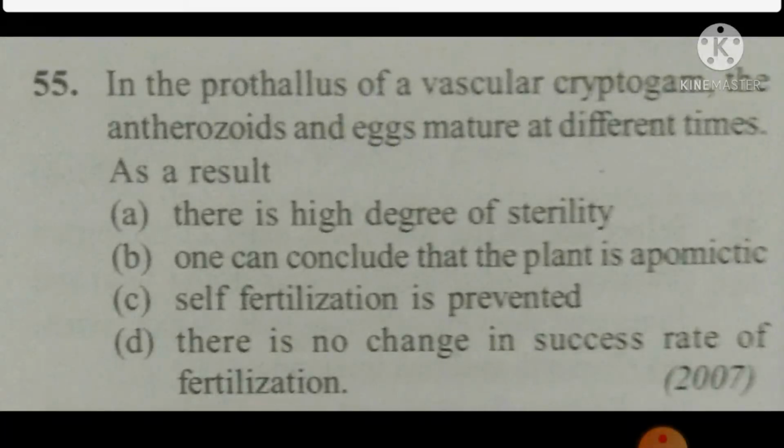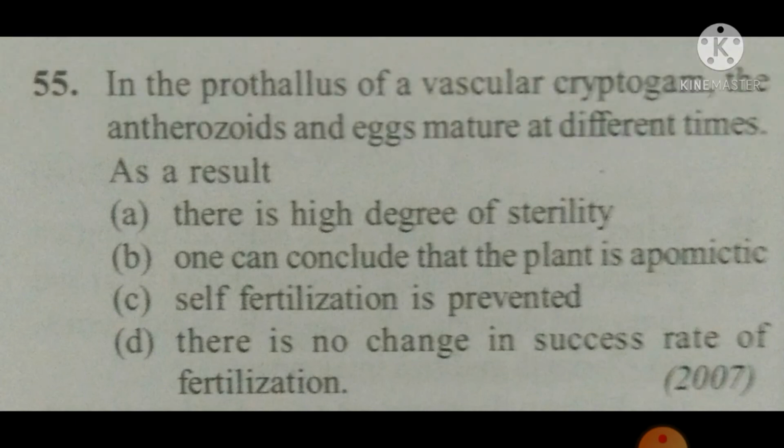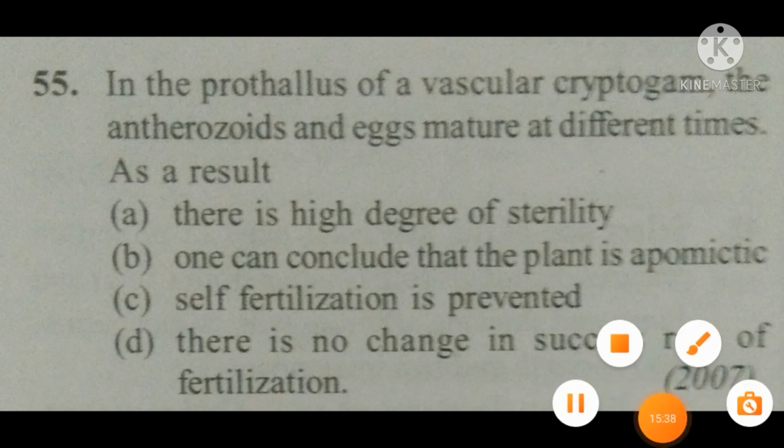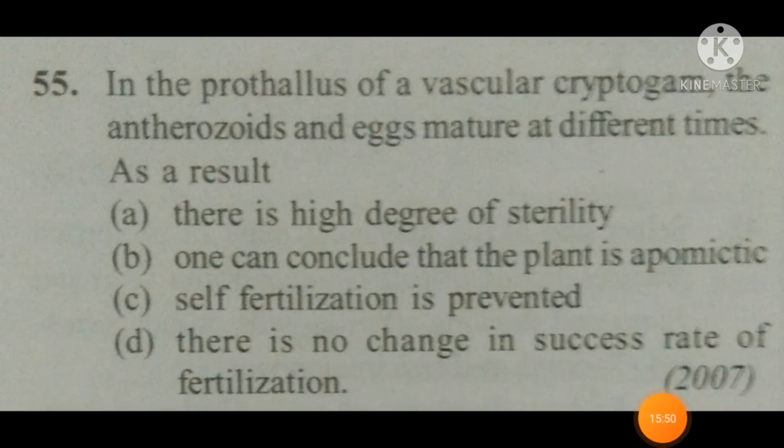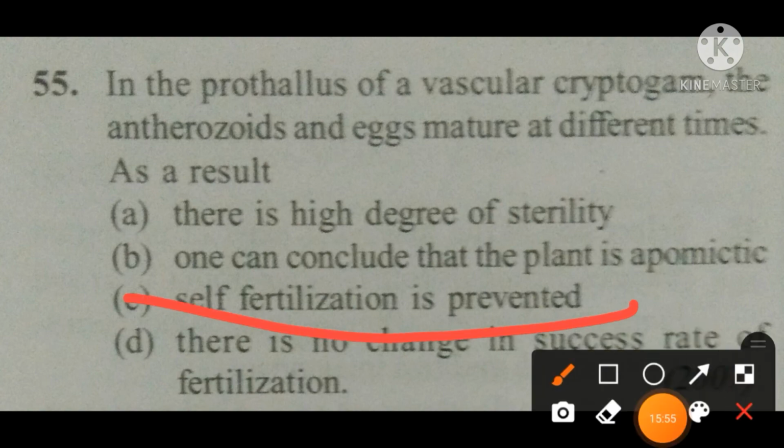Next question, in the prothallus of vascular cryptogam, the antherozoids and eggs mature at different times as a result. A, there is high degree of sterility. B, one can conclude that the plant is apomictic. C, self-fertilization is prevented. D, there is no change in success rate of fertilization. So the correct answer for this is option C, self-fertilization is prevented.